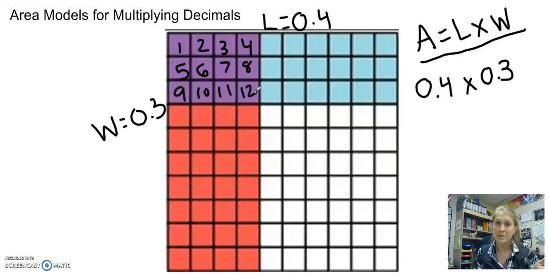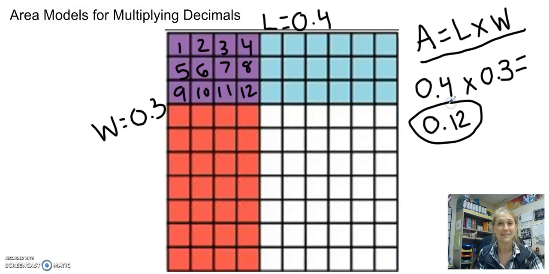Well, what does a cube represent? It represents 1/100th of a whole. So if we have 12 cubes, then that means that we have 12 hundredths. So 4/10 times 3/10 equals 12 hundredths. Pretty cool how the answer is right there in our model, isn't it? Let's look at another one to make sure you really got it.